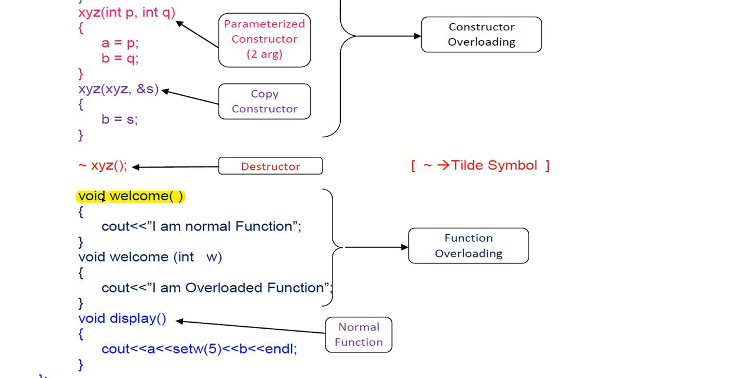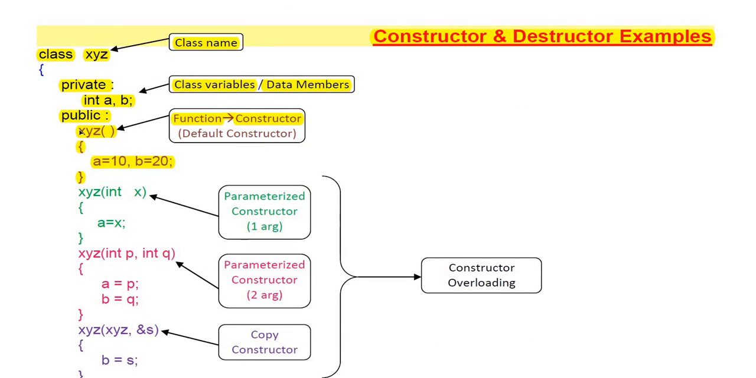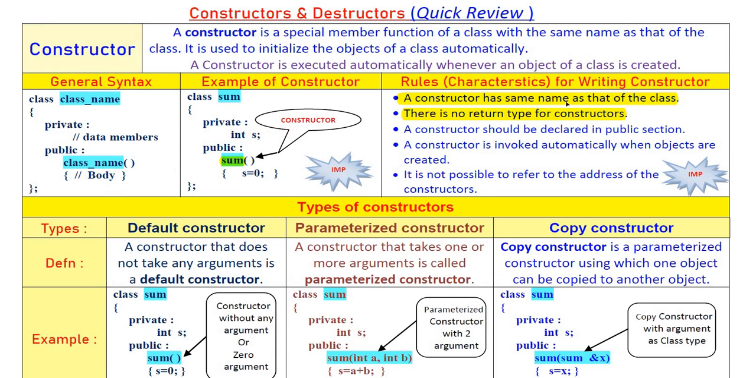So this is a data type or return type. In a normal function we use a data type or return type before the function name, but while creating a constructor function we are not using any return type. So this is the second point. There is no return type for constructors.